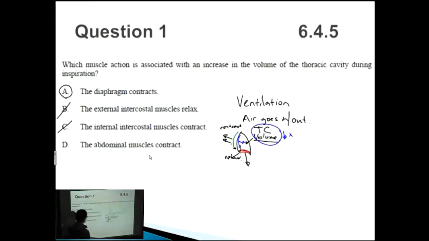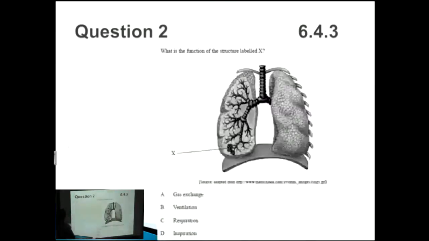And finally, the abdominal muscles contract. Once again, something I did leave out was the abdominal muscles at the surface. When they contract, they actually push inside. So if that was pushed inside, what would happen to the thoracic cavity volume? Well, that would actually become smaller. It's like if you have your volume here and it gets pushed in like that, that would make the volume smaller. So that is an incorrect answer. Therefore, the answer is A.